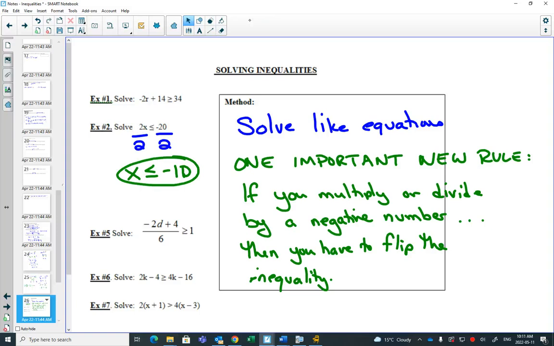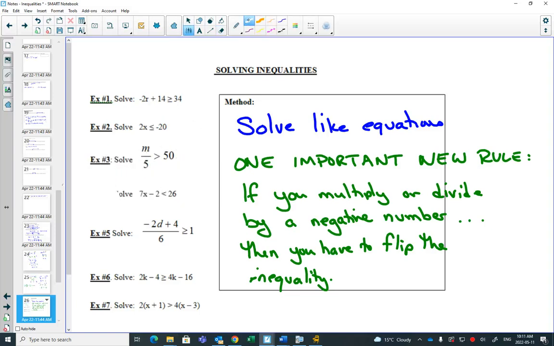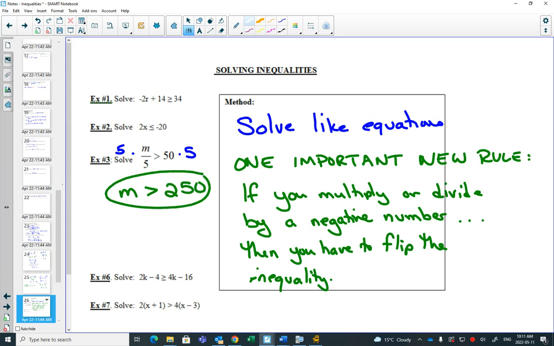All right, so there's the second one. Since we divided by 2, we do not have to flip the sign. All right, here we go. The third one. Right now, there's no like terms in number 3. M is being divided by 5. If we want to get M by itself, opposite of dividing by 5 is multiplying by 5. So in this one, the sign, again, it wouldn't change because we multiplied by a positive number.